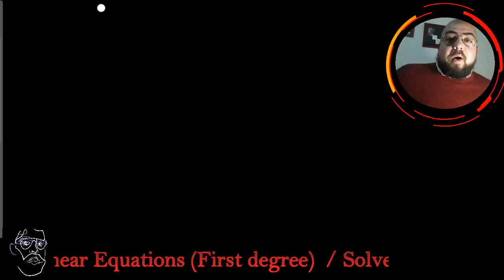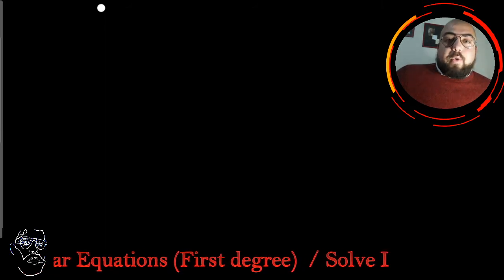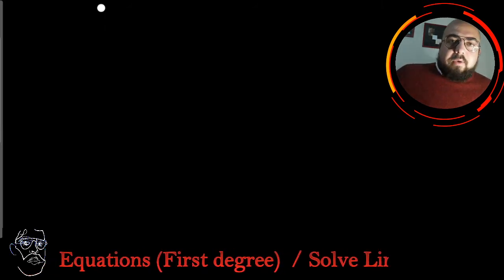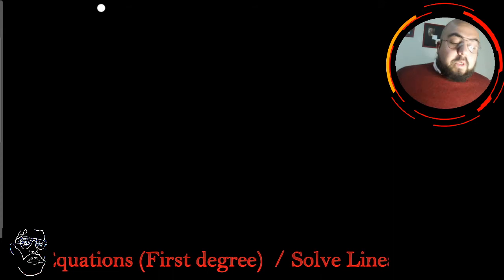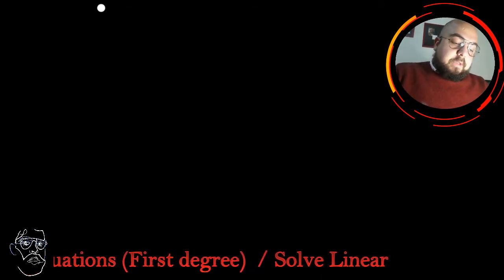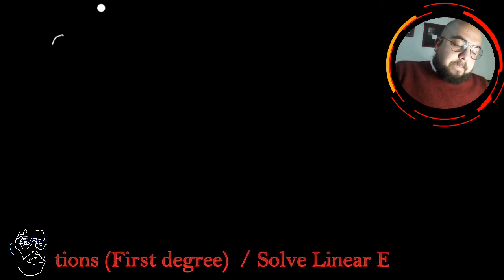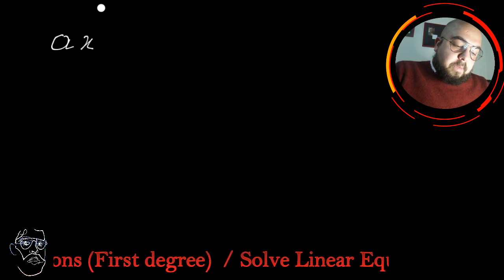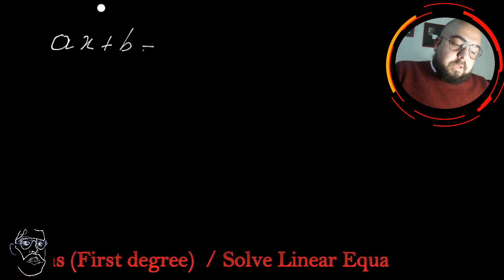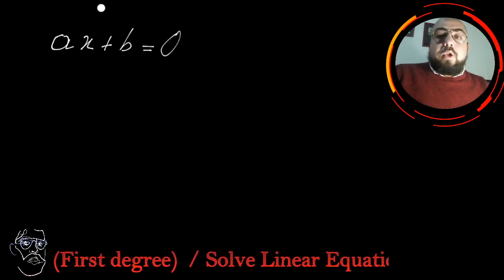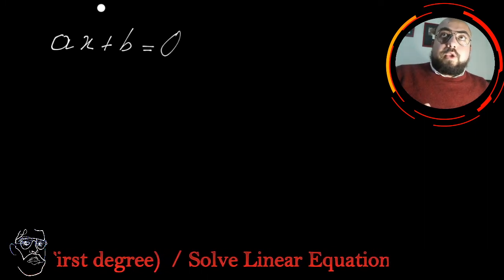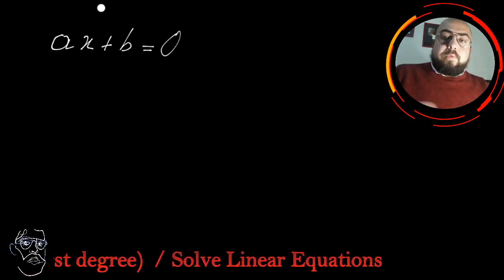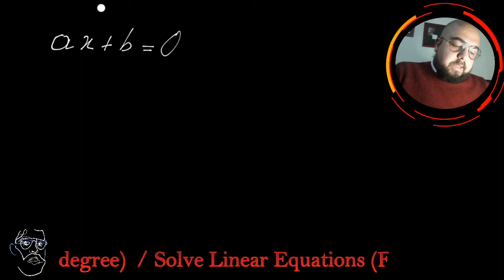Today I'm going to talk about how to solve linear equations, which means first degree equations. Now, what do we mean by first degree equations? They are written as ax plus b, which is equal to 0. So, in order to solve an equation which is in this form, let's discuss first.